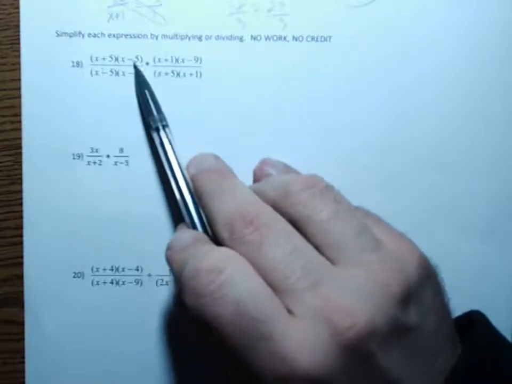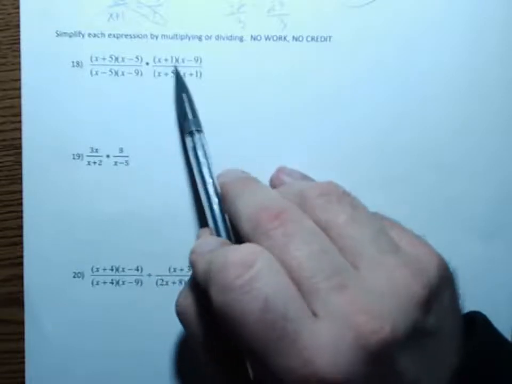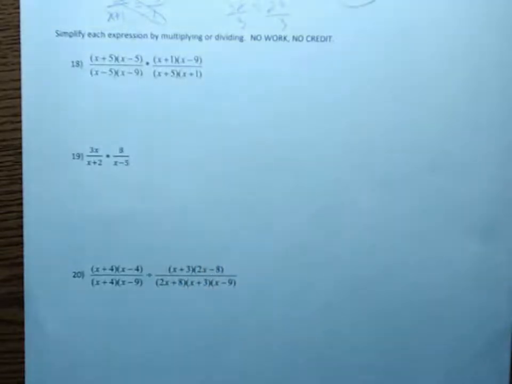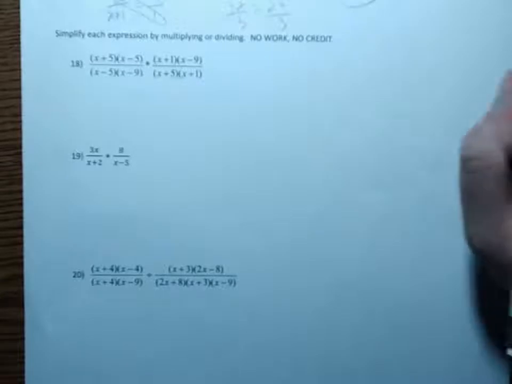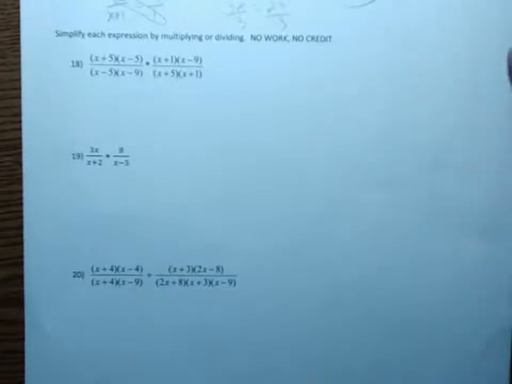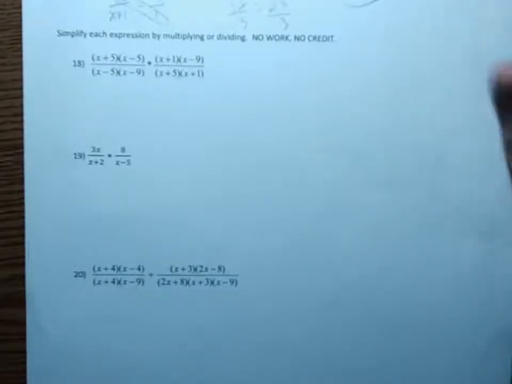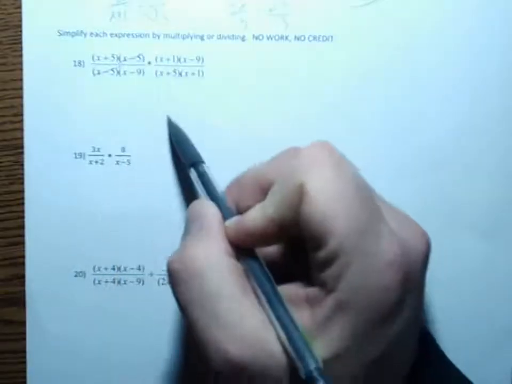I can't factor here or here. I can't factor, can't factor, can't factor, can't factor, can't factor. In fact, none of these is factorable. Great, this is less work for me. Next up then, I can cancel things like x minus 5 cancels, x plus 5 cancels.